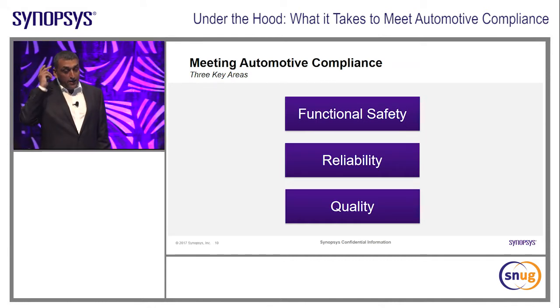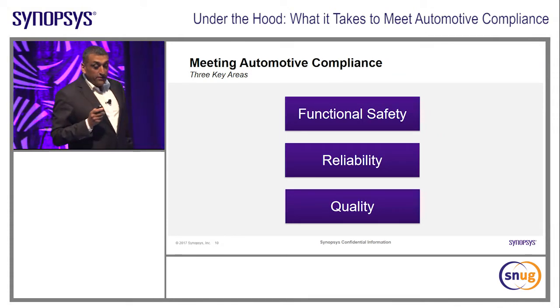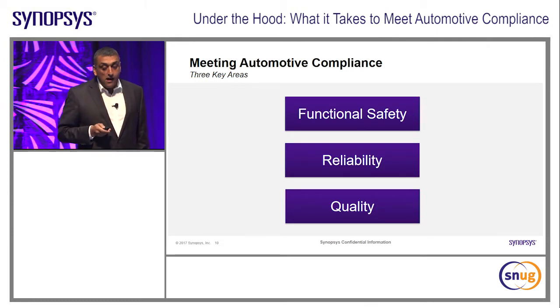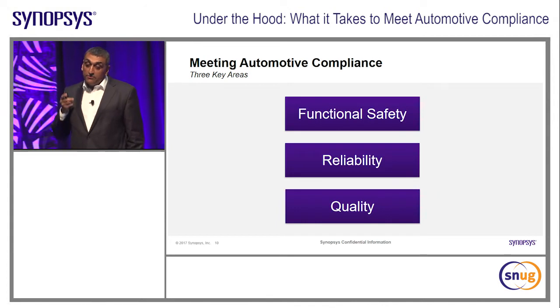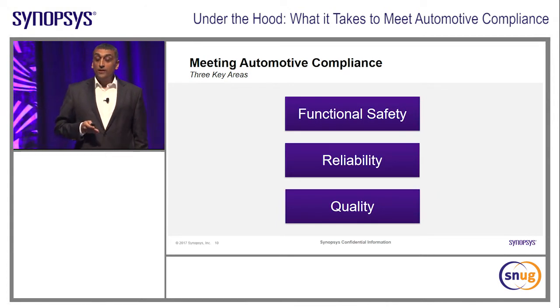So there are 3 key areas. So when you're first looking at automotive, the 3 key areas are functional safety, reliability, and quality, okay? Those are the 3 key areas to meet automotive compliance. So I'm going to go through each one of those in a little bit more detail.